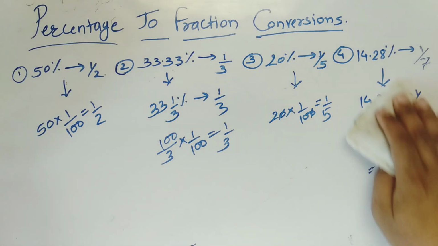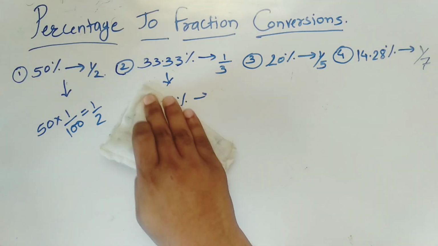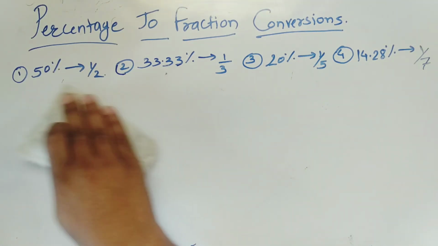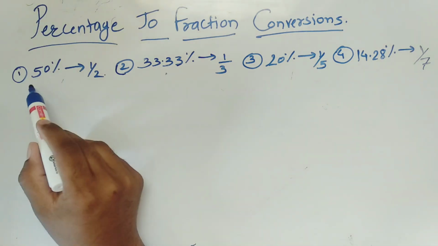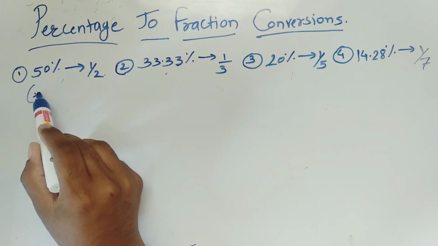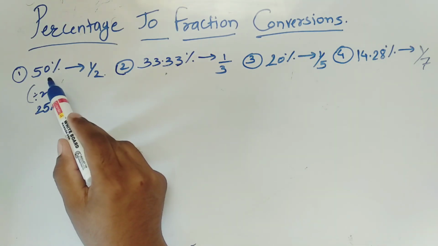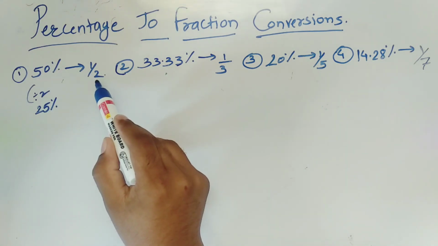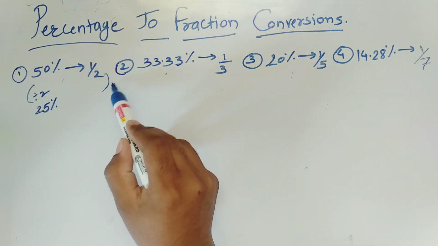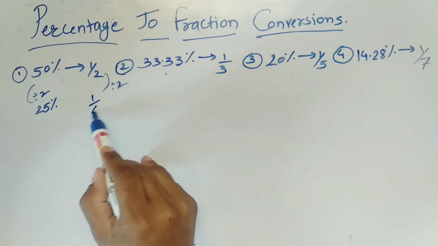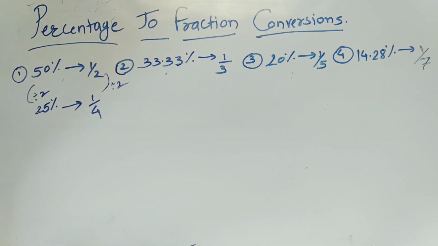So from these 4 conversions we can derive all the rest of the ratios. So how is this done? For example, just consider this 50% gives us the ratio 1 by 2. When we divide 50% by 2, we get 25%. So as we are dividing the percentage by 2, we should also divide the ratio by 2. So when 1 by 2 is divided by 2, we get the ratio 1 by 4. So therefore 25% gives us the ratio 1 by 4.